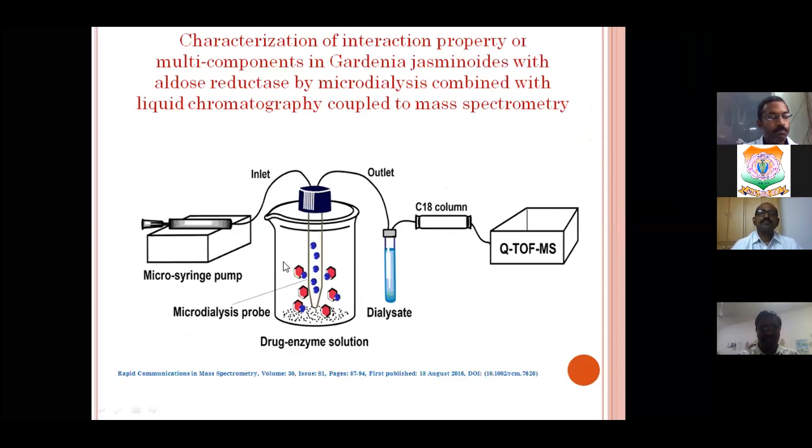That's what you see. If you refer to that research paper, you will be able to find it. This is the research paper, a rapid communication. This is the technology which they have explained for various active constituents from Gardenia jasminoides. Sorry for the mispronunciation.